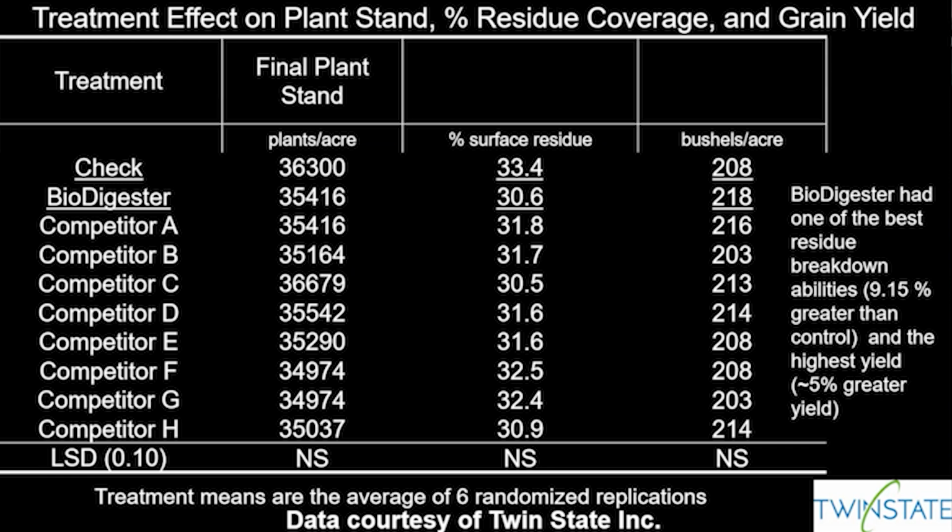So looking at the check, surface residue percentage was 33.4%, with the biodigester at 30.6%. So right around a 3% breakdown. That doesn't sound like much, but that is one of the best tools, the best products, the best performance that they saw in residue breakdown. A lot of the other products were 31.8, 31.7, 31.6, 32.5. So that 30.6, that 3% breakdown, is actually a pretty considerable amount of breakdown. It's 9.15% better breakdown, almost 10% better breakdown of that surface residue than we saw from the check.